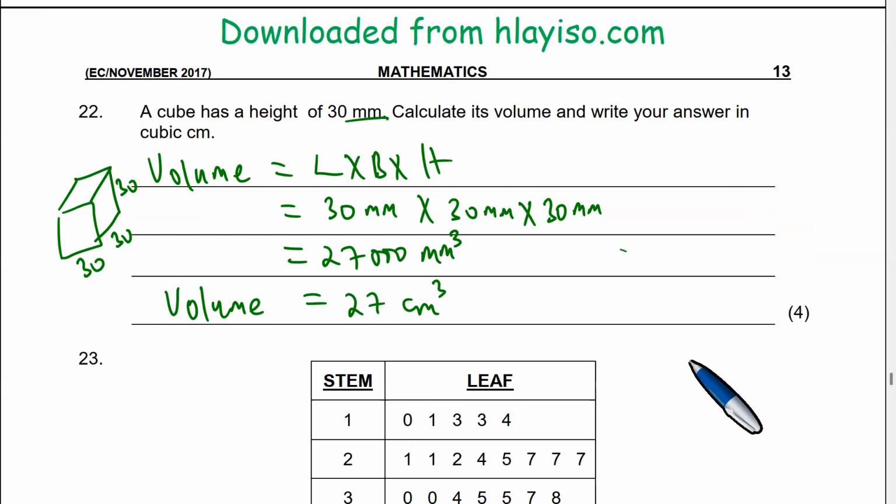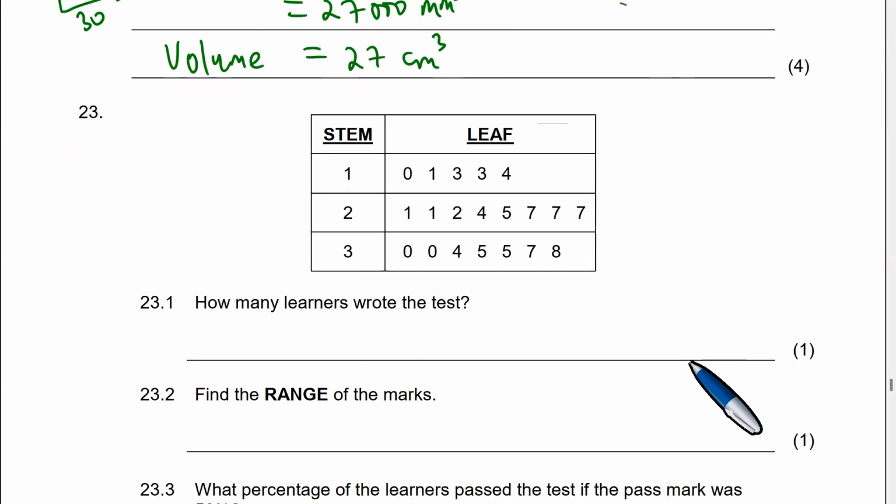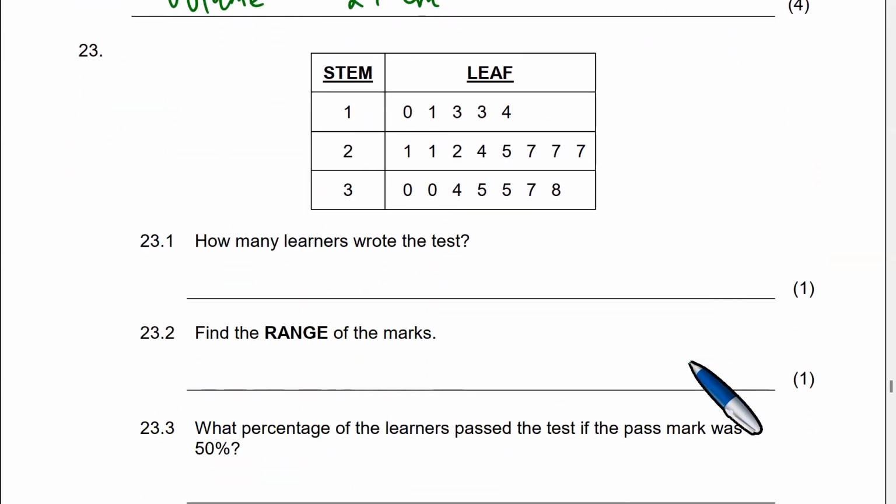Right, let's look at the stem and leaf plot. It is expected that you understand the stem and leaf. Often it might not have appeared in the first paper, but it's going to appear now. Here's the stem: the stem is 1 here, the stem is 2 here, the stem is 3. The leaves are 0, 1, 3, 3, 4. If the stem is 1 and the leaf is 0, the number is 10. Here the number is 11.